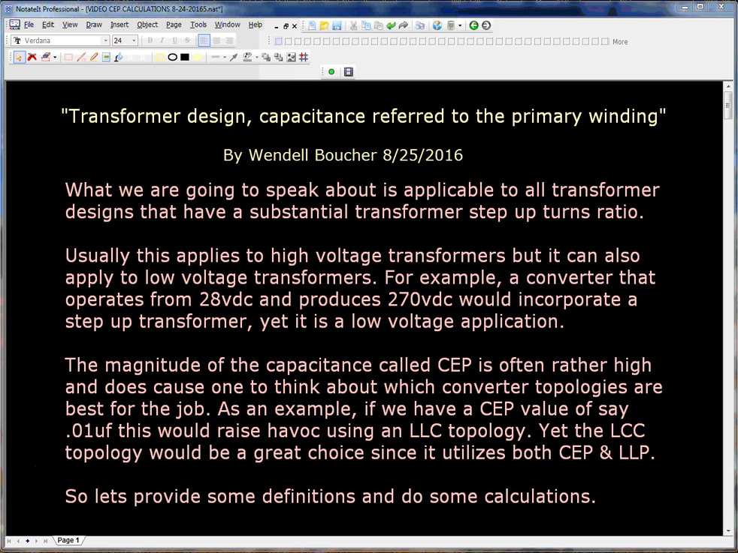As an example, if we have a CEP value of, say, 0.01 microfarad, that's quite reasonable for a step-up transformer, especially in high voltage. This would raise havoc using an LLC topology. Yet the LCC topology would be a great choice since it utilizes both CEP and LLP, where LLP is the leakage inductance. So let's provide some definitions and do some calculations.